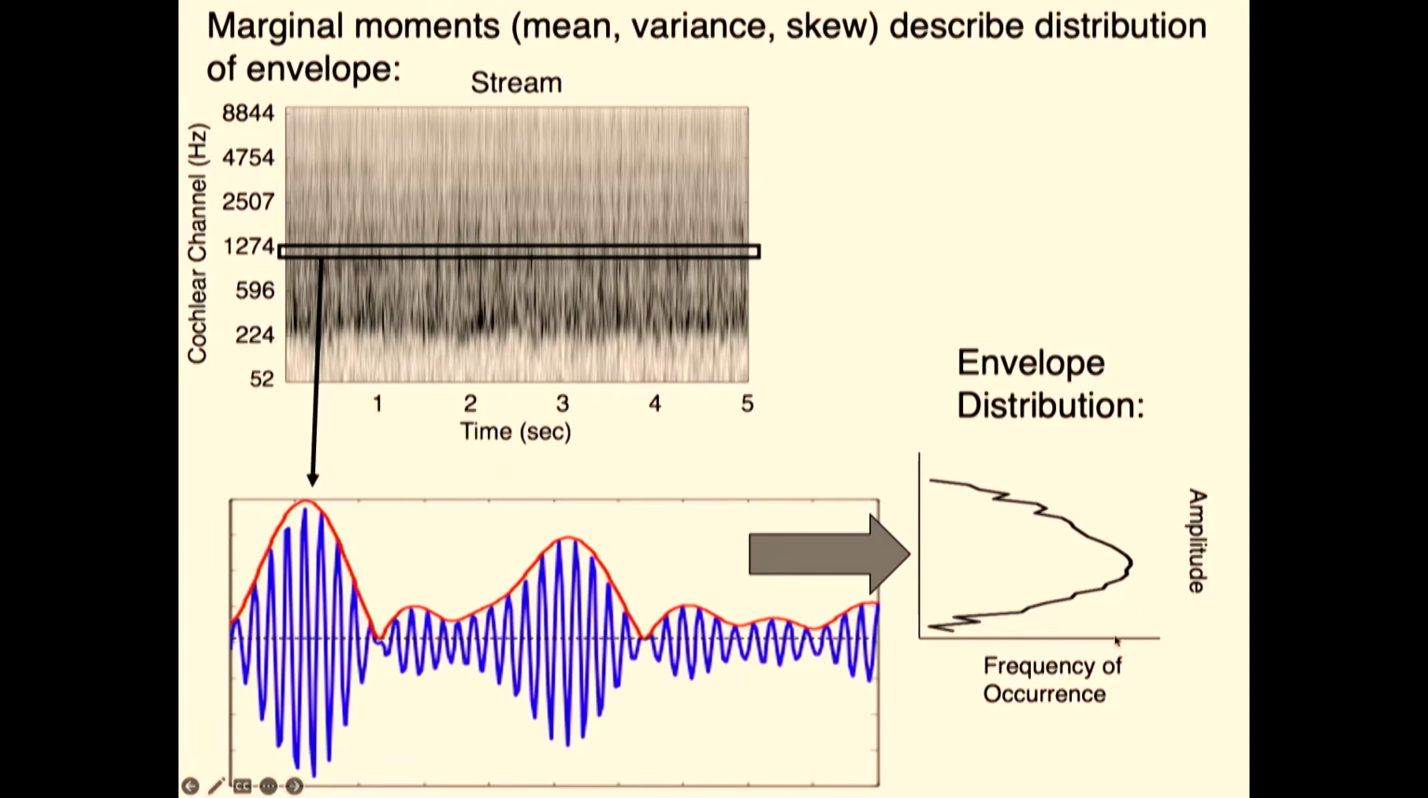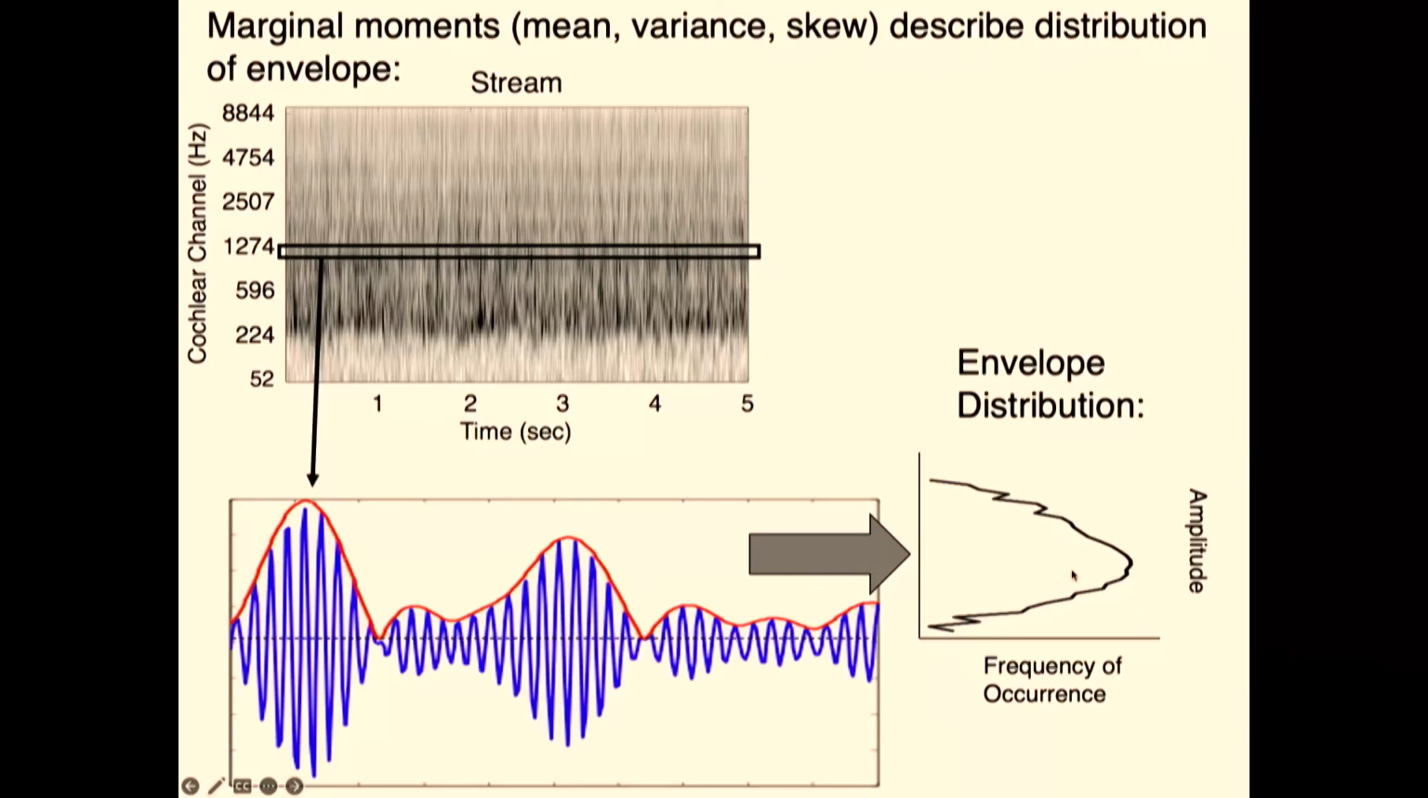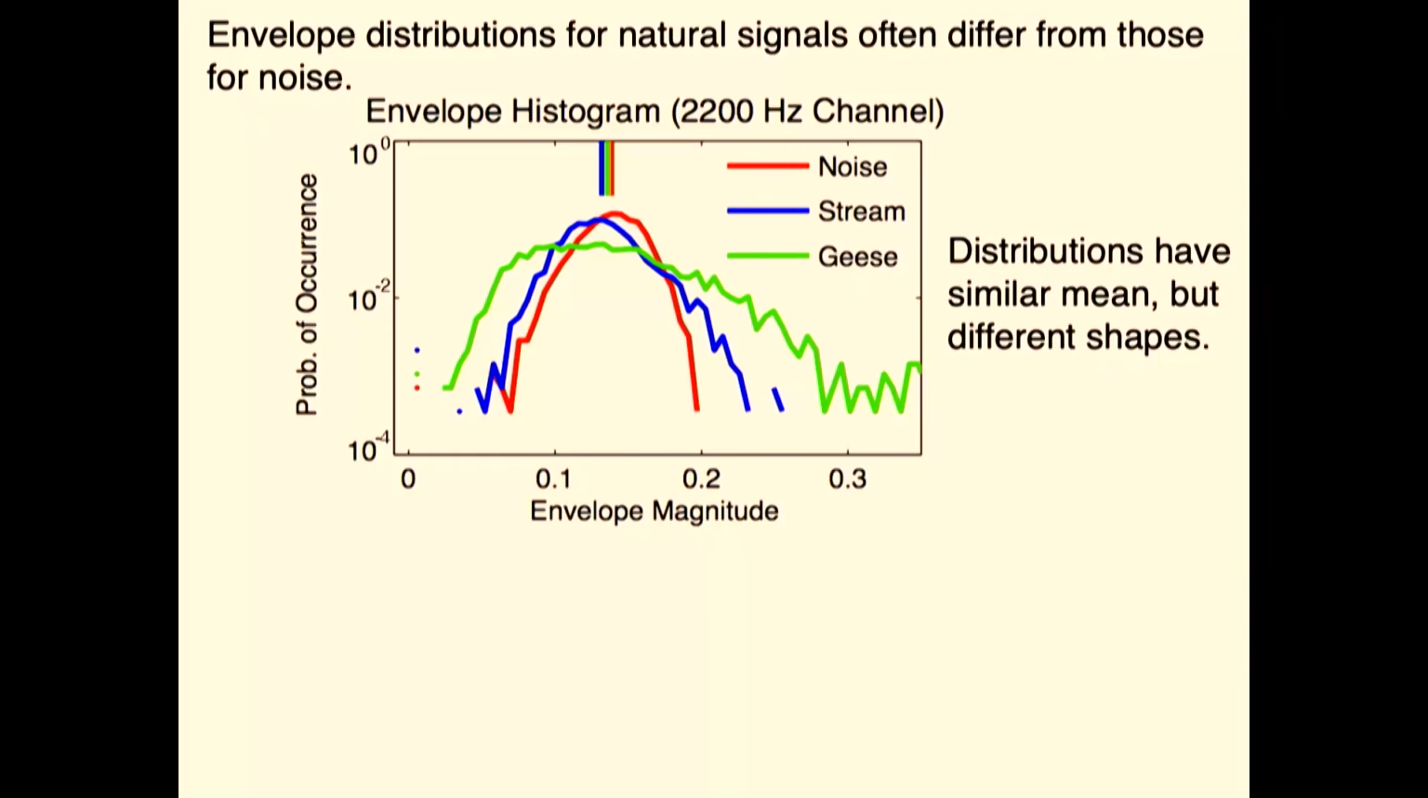So this is plotting the frequency of occurrence of different amplitudes of sound energy in this particular frequency band. What does this tell us? Well, on average the amplitude is in this particular vicinity, and sometimes it's lower and sometimes it's higher. That may not seem super exciting, but if you look at these distributions for different sounds, you see that they look different. Here we have the histogram of an envelope for one particular frequency channel at 220 hertz for 3 different sounds.